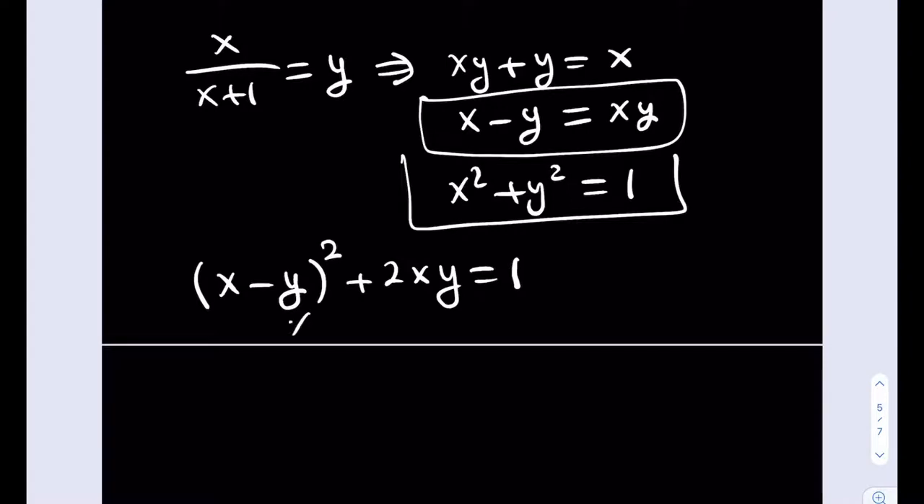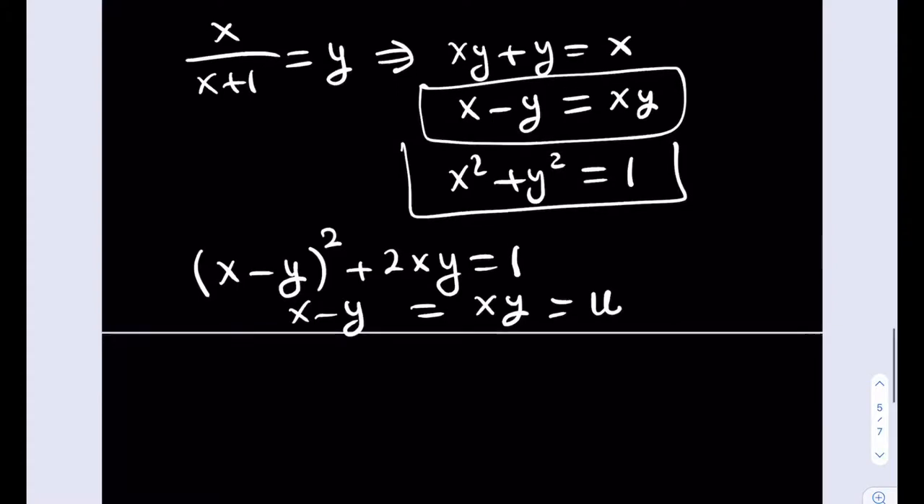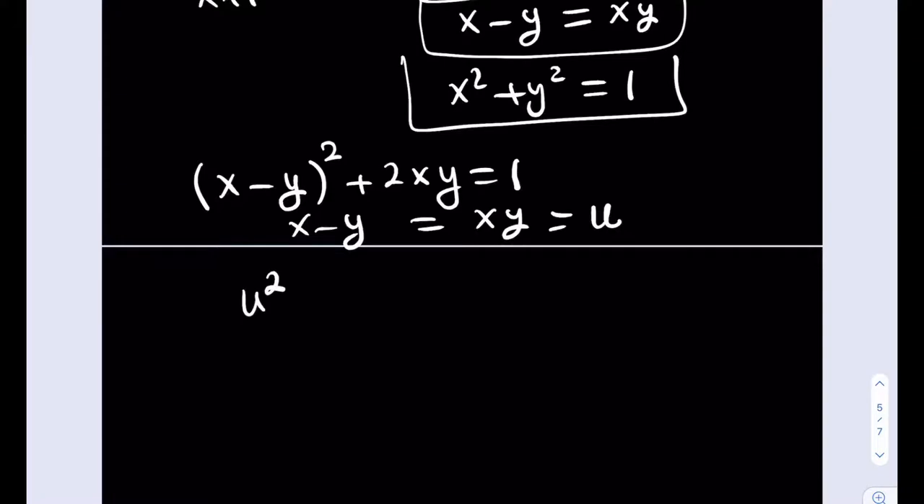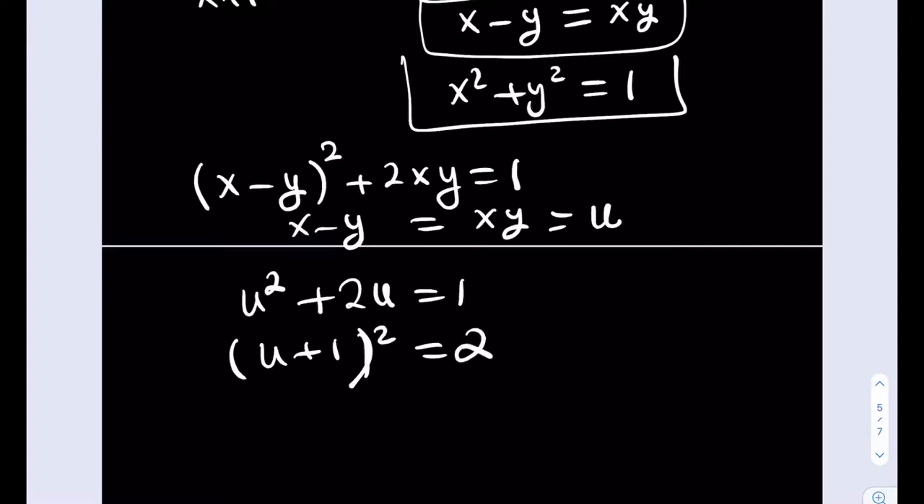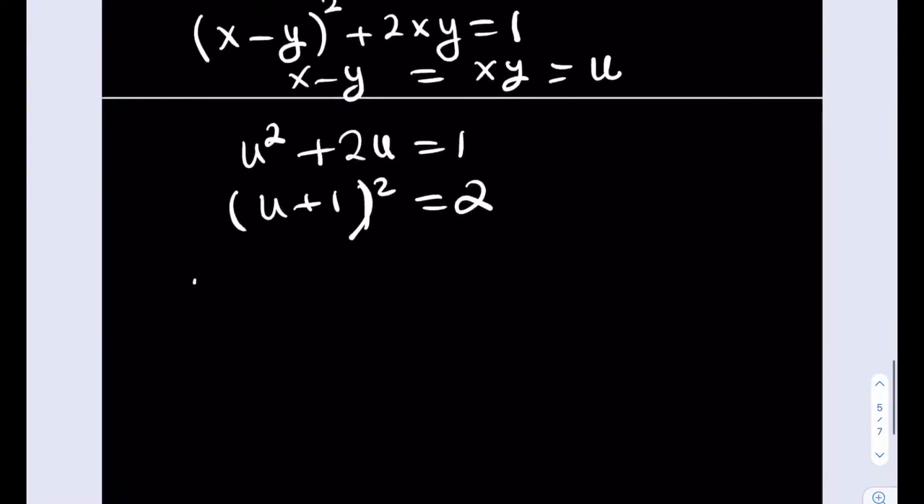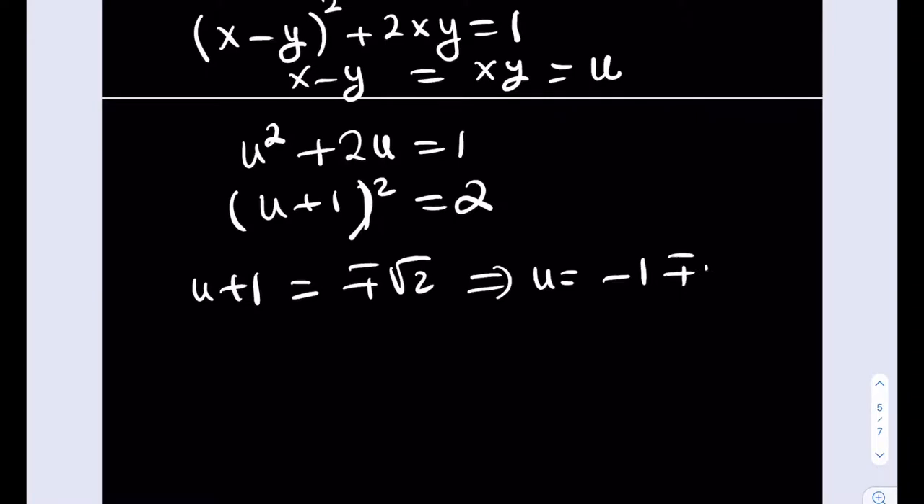And we know that x minus y is equal to xy, right? Okay, awesome. So if you go ahead and substitute here, let's say we call this u. Both of them are going to equal u in this case. So now I can replace x minus y with u. That's going to give me u squared plus 2u is equal to 1. If you add 1 to both sides, we're going to be getting u plus 1 quantity squared equals 2. And we're going to be getting two solutions from here. u plus 1 is going to equal plus or minus root 2, which means that u is going to equal negative 1 plus or minus root 2.